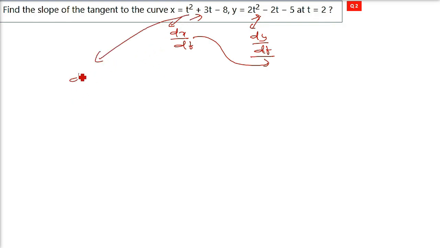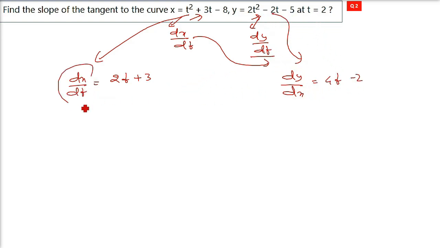So dx by dt will be what? It will be 2t plus 3. No problem here. Here dy by dt will be 4t minus 2. Now just divide these two in order to get dy by dx. So when you divide these two, it's 4t minus 2 over 2t plus 3. This is your dy by dx at t equals 2.